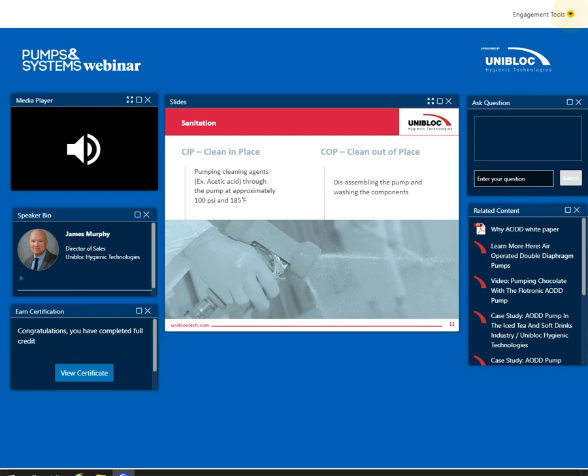The other alternative would be clean out of place. So this would be where you would manually take the pump offline, take it apart, and then put those parts and wash those in some type of appropriate washer. So 2 very, very common types of cleaning products in the sanitary industry.